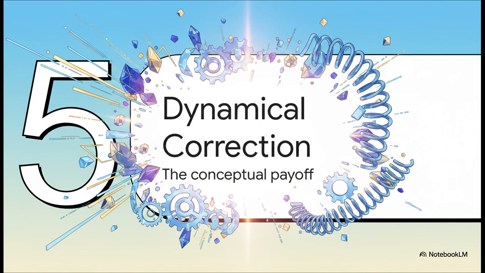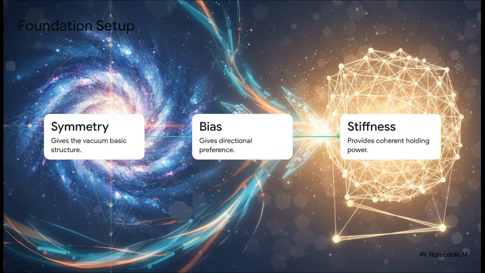Section 5. The dynamical correction. This is the conceptual payoff. So the crucial point really comes down to these three steps. First, symmetry gives the vacuum basic structure. Second, bias gives that structure directional preference. Third, and this is today's breakthrough, stiffness gives the structure genuine elastic resistance. Why does this matter? Well, without this third step, any attempt to analyze where the system eventually settles would be completely ungrounded. We cannot have a meaningful elastic correction without elasticity itself.